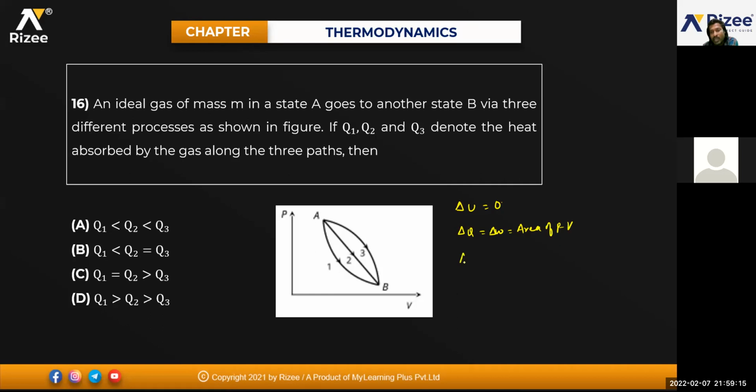So now just see the areas of this one. Area of 1 is lesser than the area of 2, and area of 2 is lesser than the area of 3. That means Q1 will be lesser than Q2, Q2 will be lesser than Q3. So in this one, this will be heat absorbed. Okay.